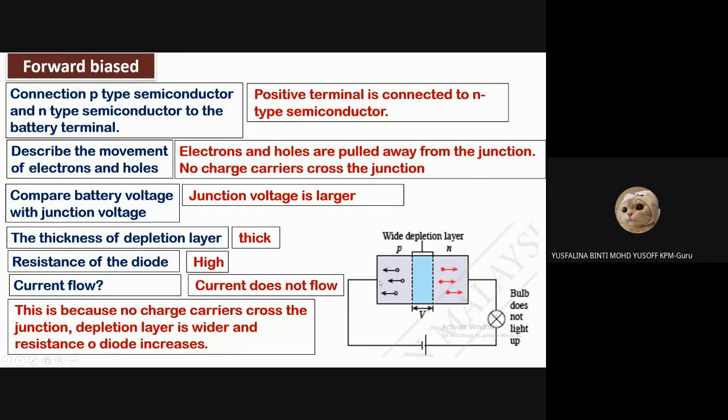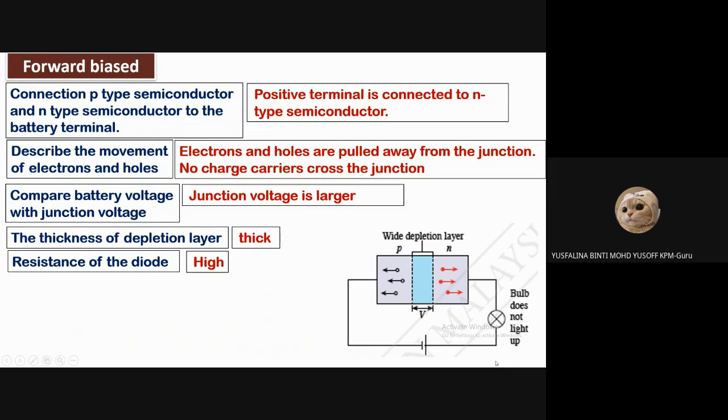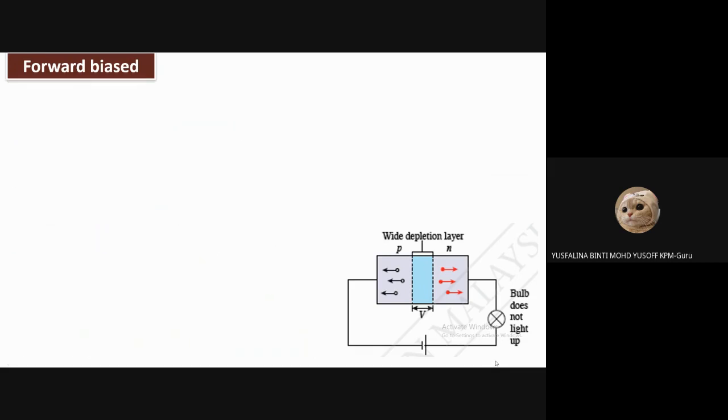So they will form the wide depletion layer. A wide depletion layer means high junction voltage, so there is no way that the P can go to N and the N can go to P. Later I will show the forward bias one. The thickness is thick, the resistance is high, so the current cannot flow. For the one that we learned before, the forward bias, this one is reverse bias.